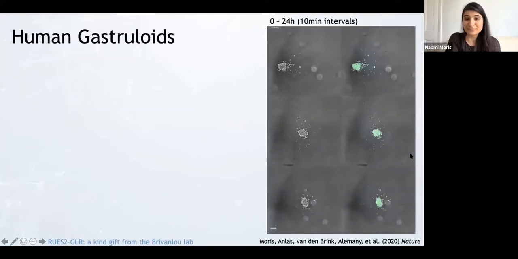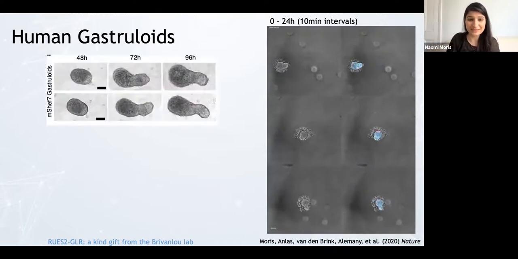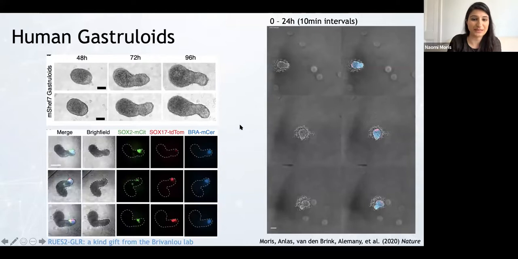So this is what human gastruloids look like when they're being made. These are human embryonic stem cells coming together to form a spherical aggregate. This is a reporter line very kindly provided by Ali Brivanlou's lab, where green is SOX2, blue is brachyury, and red is SOX17. You'll see that they start to elongate similar to the mouse, and they start to polarize their gene expression as well. Over time, they'll go from spherical to something egg-shaped to something elongated, in a very similar way to the mouse gastruloids, with this polarized gene expression.